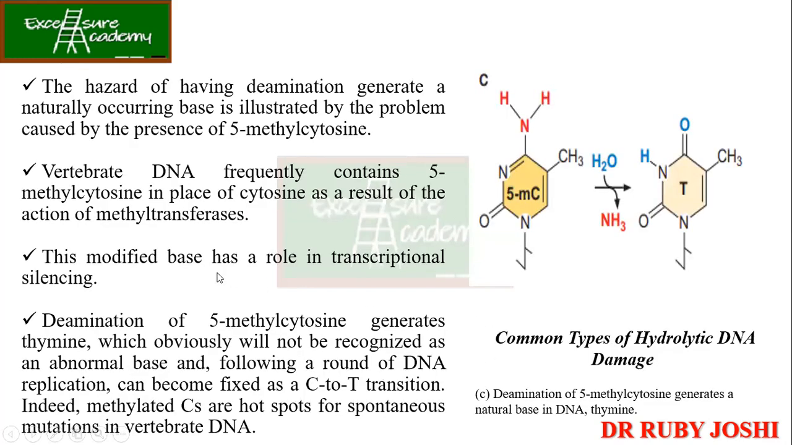Now, the hazard of having deamination generate a naturally occurring base is illustrated by the problem caused by the presence of 5-methyl cytosine. अब देखो यहाँ पे क्या हो रहा है. If you have 5-methylated cytosine, now deamination होगा तो क्या होगा? Once the amino group has been released, it will result in the formation of thymine. Vertebrate DNA frequently contains 5-methyl cytosine as a result of the action of methyl transferases, and this modified base has a role in transcription silencing.